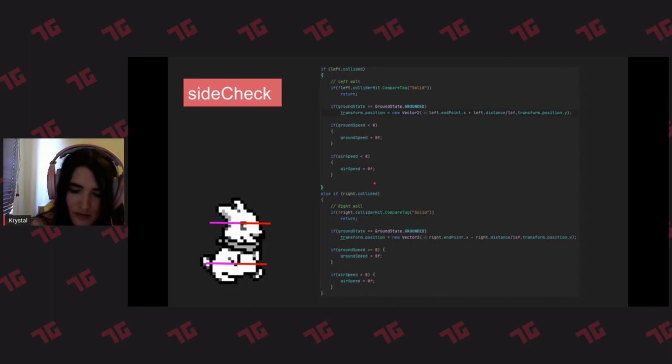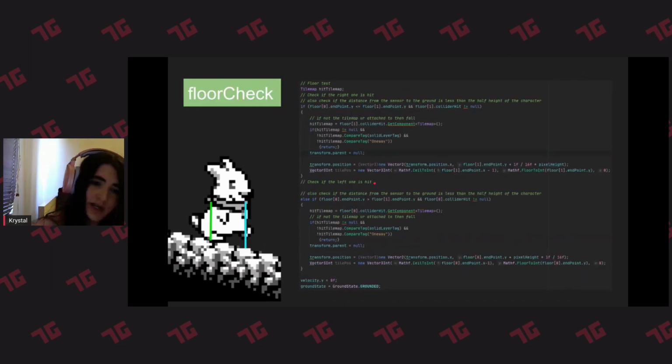The next one is the floor check. So it checks either the left and the right side. The 0th one is the left side, and the 1st floor checker is the right side. It basically checks the two sides, and the one with the lower distance is taken as the one with which to pop the player out of the floor.